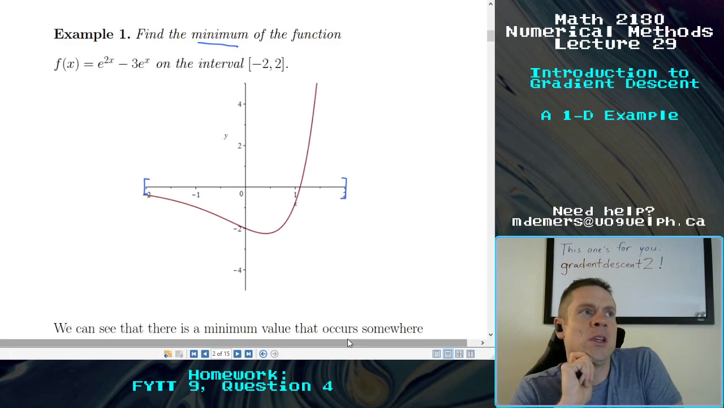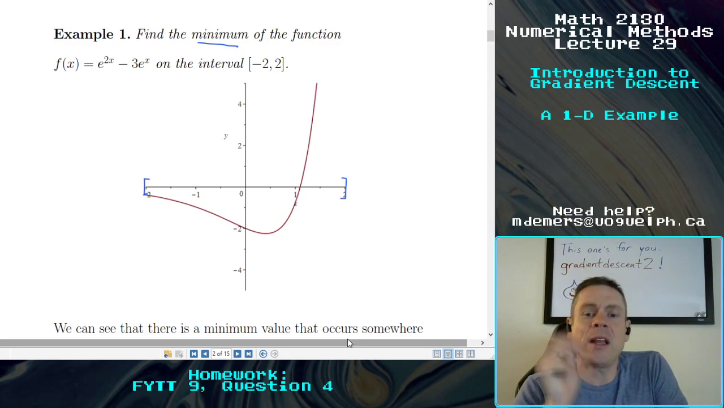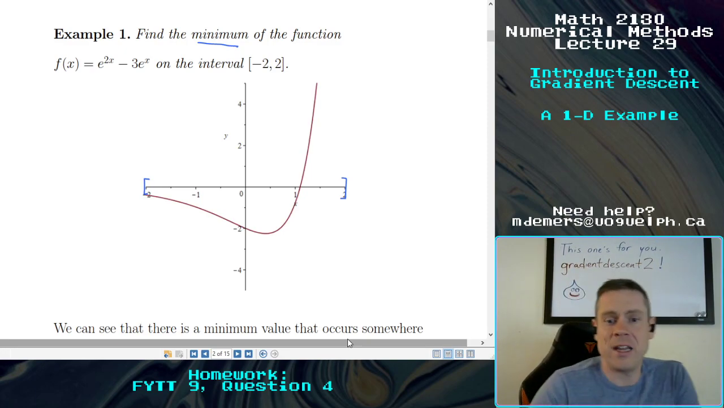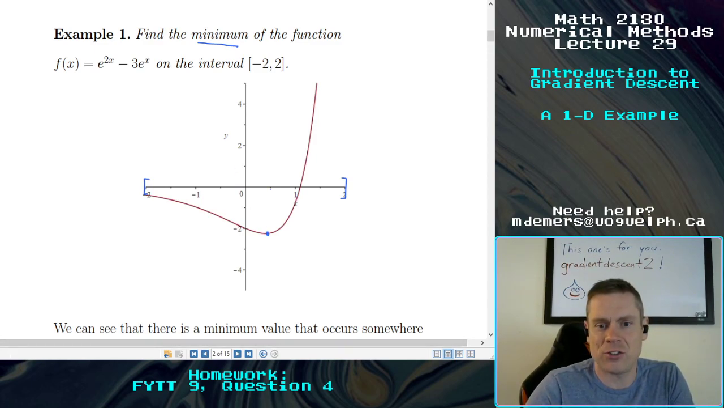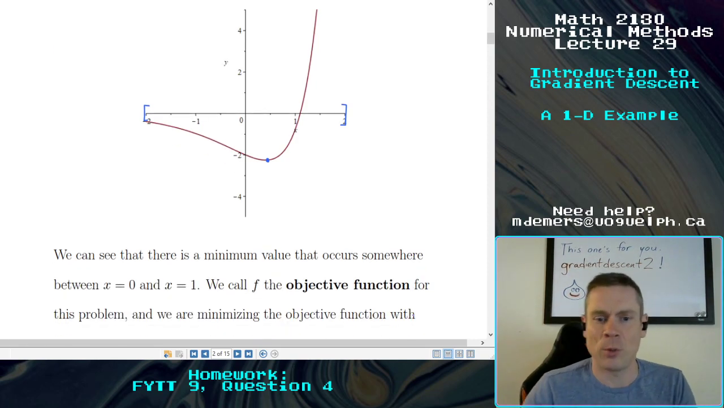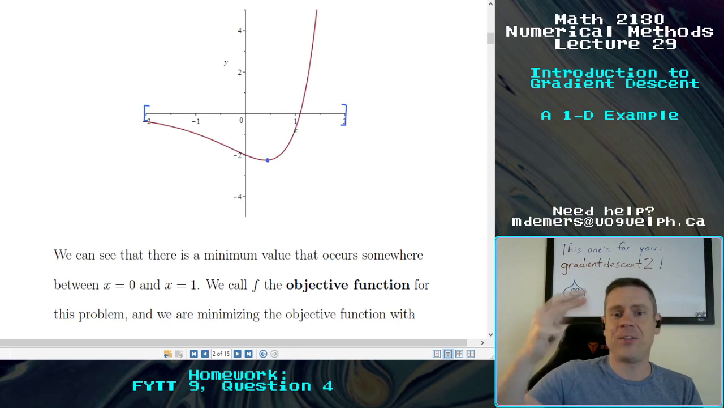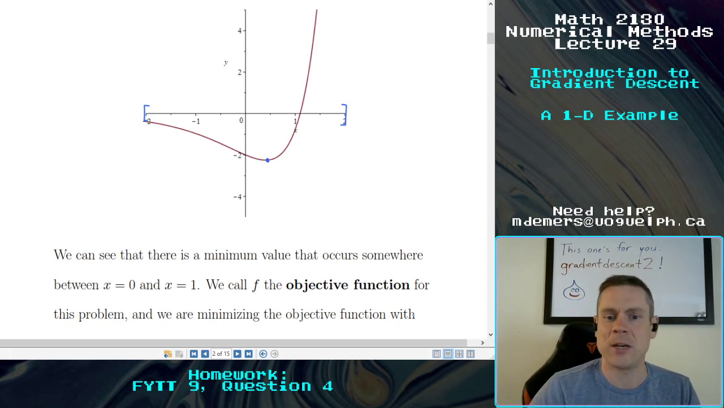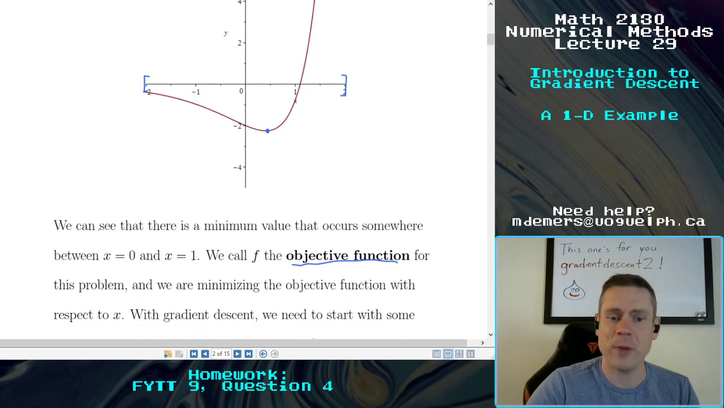Okay. Well, let's see. We can see from the graph that there is a minimum value. It's right about here, maybe just shy of 0.5, not quite sure. Somewhere between 0 and 1. F, this combination of exponentials, this f is our objective function. And we are minimizing the objective function with respect to x.